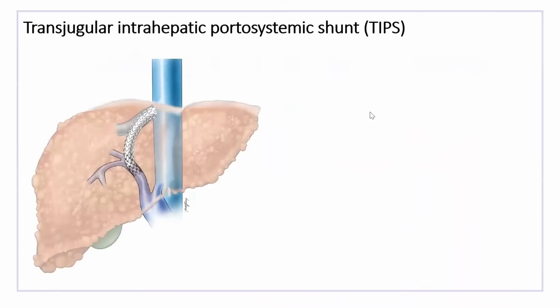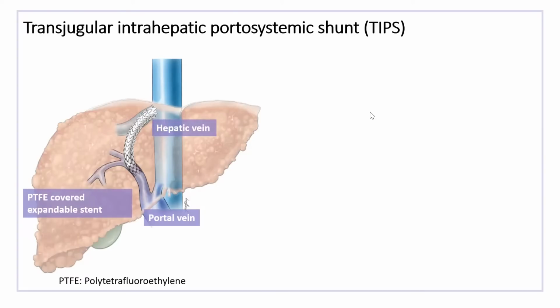We'll go on to TIPS, which is transjugular intrahepatic portosystemic shunt. The goal of TIPS is to decompress the portal circulation into the systemic circulation, with the aim of reducing the portosystemic pressure gradient and decreasing portal hypertensive complications. The portal vein is first accessed, and an intraparenchymal tract is created inside the liver. In this tract, a polytetrafluoroethylene-coated expandable stent is used to line the tract to the ostium of the hepatic vein.